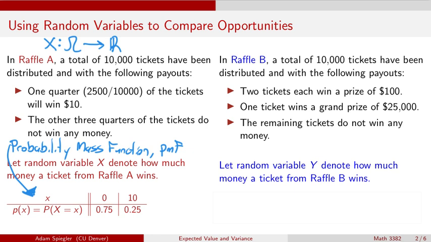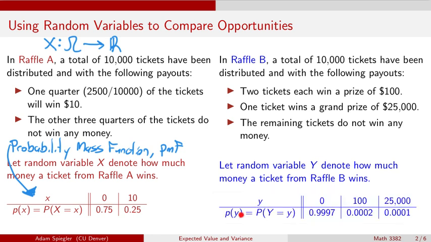For raffle B, we have a different random variable, Y, and the probability mass function for this random variable, we have 3 possible outcomes. We win no money, we win $100, or we win the grand prize of $25,000. So 1 out of 10,000 tickets has a chance of winning that grand prize. 2 out of 10,000 have a chance of winning the $100, and all of the rest, which is almost all of them, are not going to win any money, so they're 0.